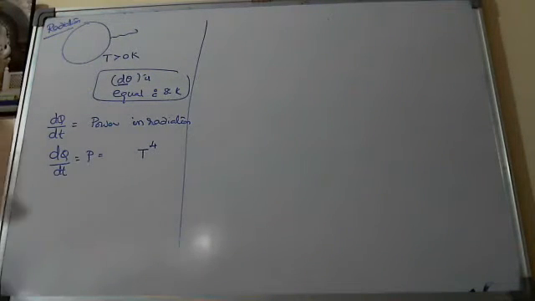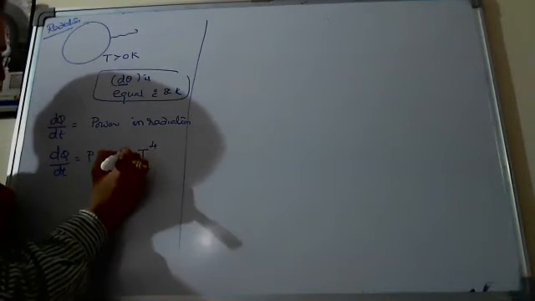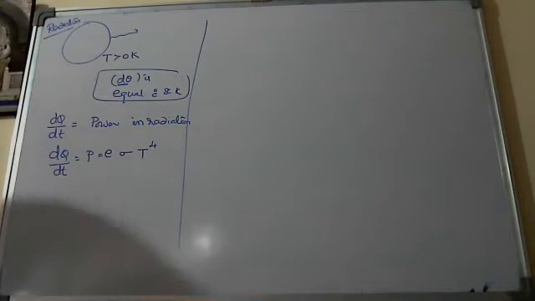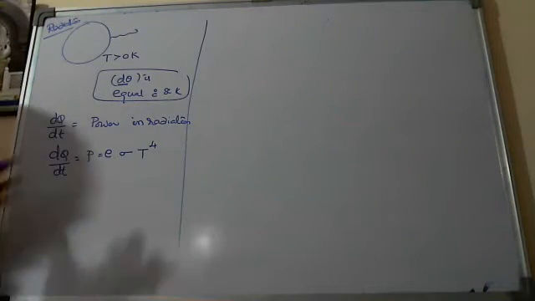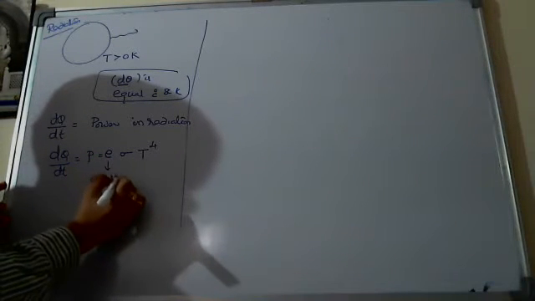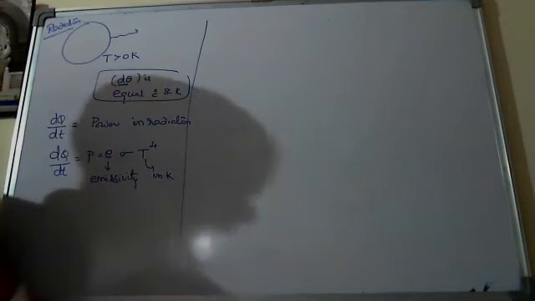It also depends upon the nature of the body. That nature is given by the term emissivity, and for proportionality we get the term sigma, which is called Stefan's law. So in this Stefan's law, e is emissivity. Of course, T is in Kelvin scale only, the temperature of the body.